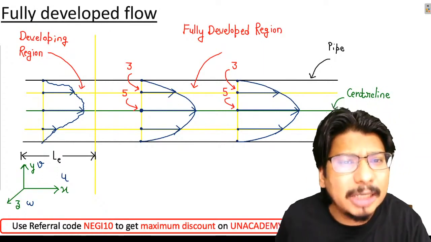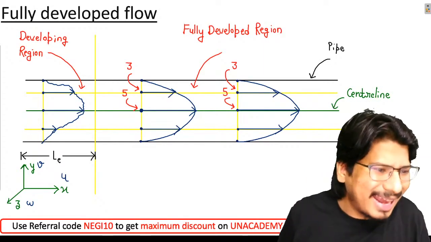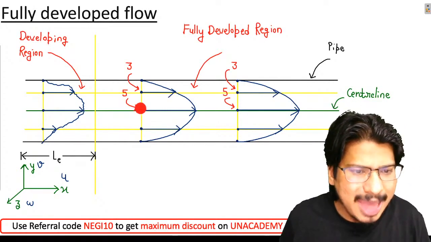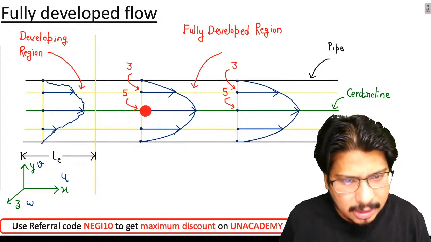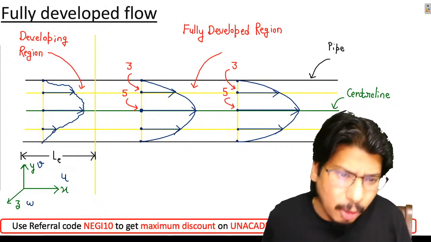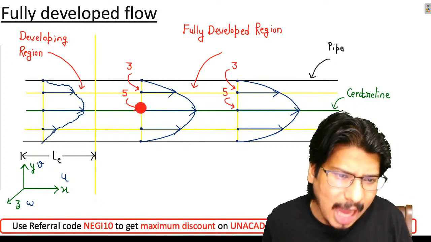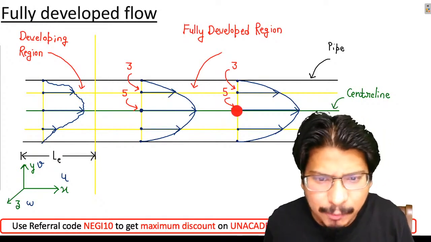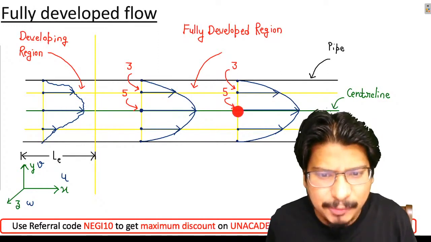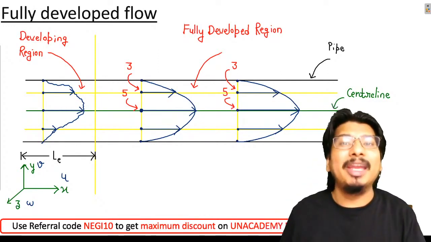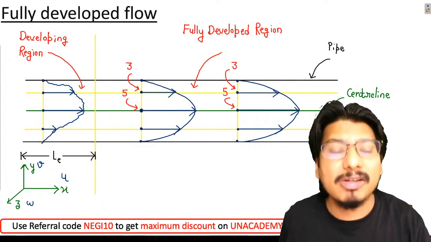Are you able to understand what I'm saying? Look here. Can I say one thing? In the x direction, the velocity is not changing. One fluid particle I am having here has a velocity of 5 meter per second. Another fluid particle here is also having a velocity of 5 meter per second. So can I say in the x direction the velocity is not changing?